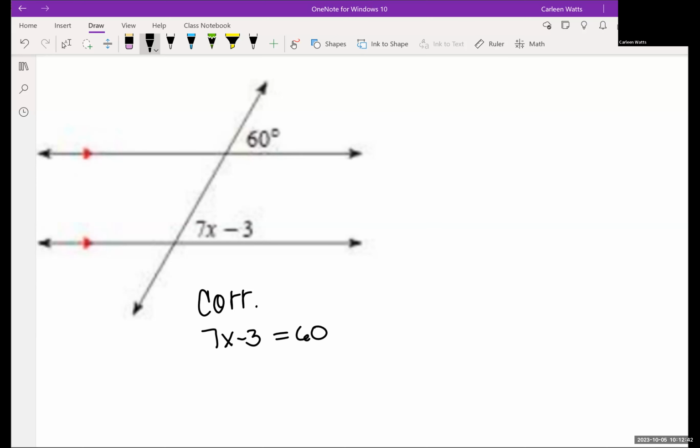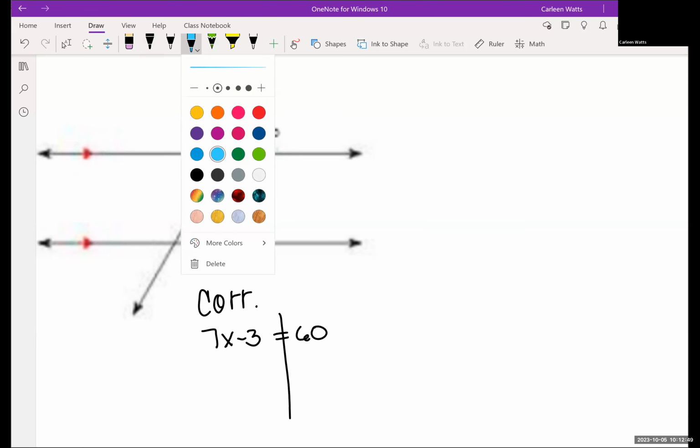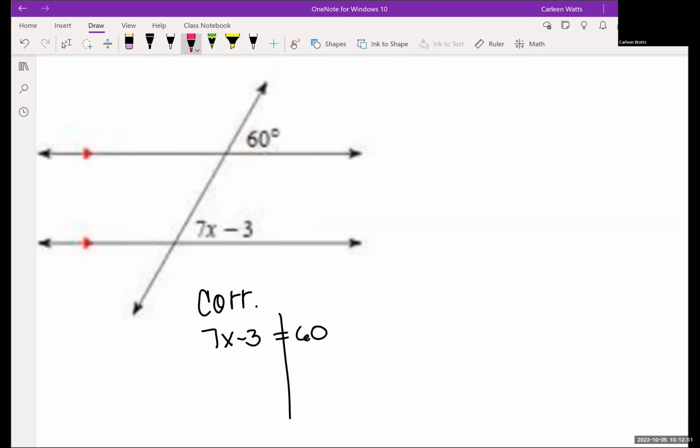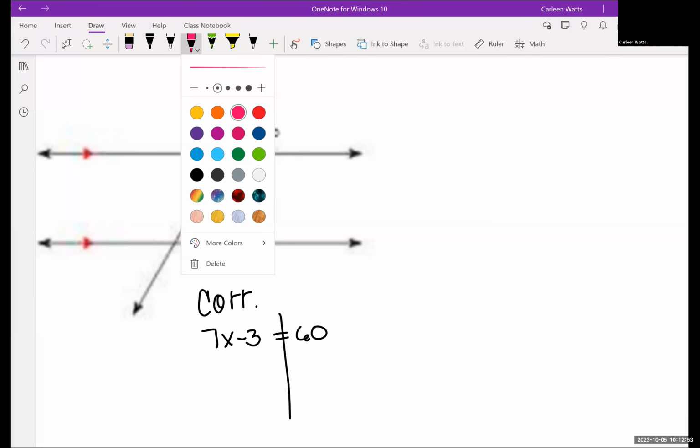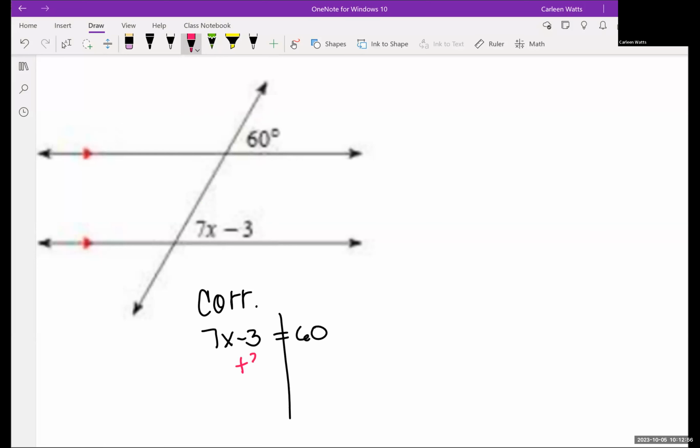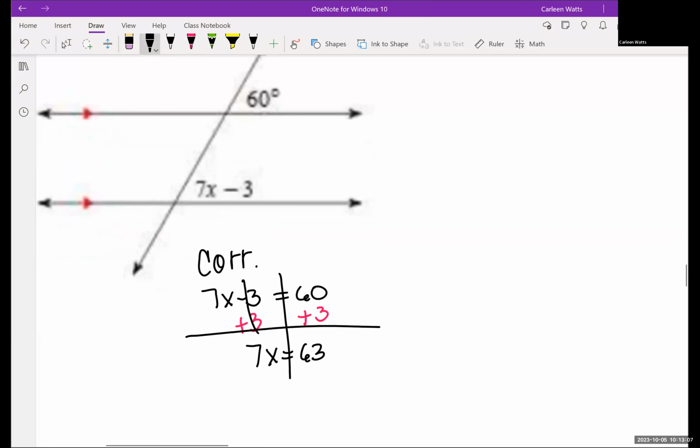Okay, draw a line down the equal sign. Let's add 3 to both sides, isolate the variable. So poof, 7x is equal to 63. And the last step is divide. So corresponding, 63 divided by 7 is 9.